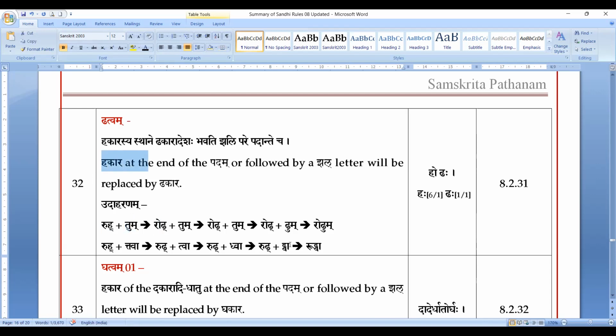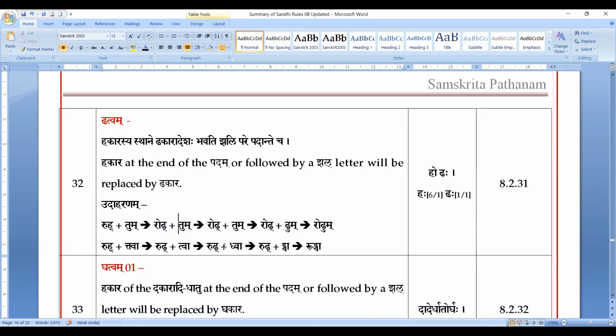Therefore, that is what we say. Hakara is not at the end of the Padam, but followed by Jal. Then what will happen to Hakara? It will be replaced by Dhakara. Therefore, what you will have? Road plus tum.